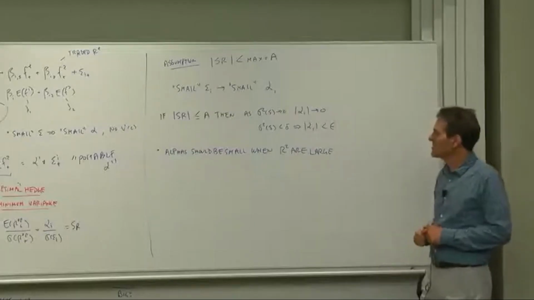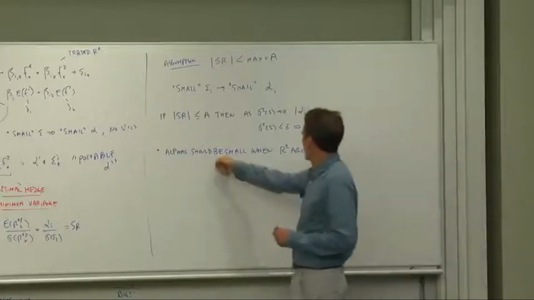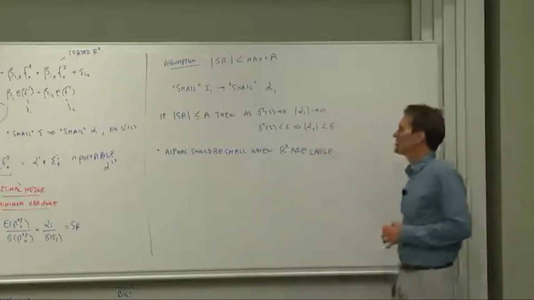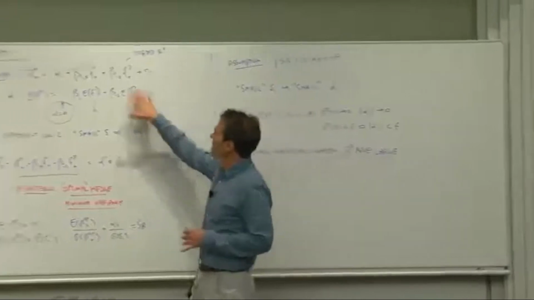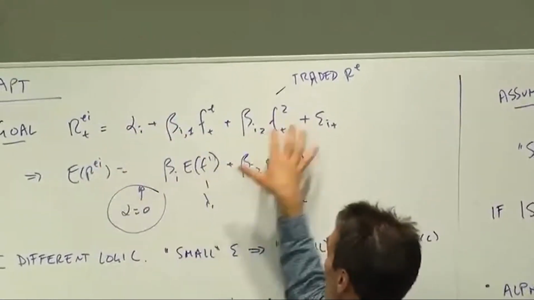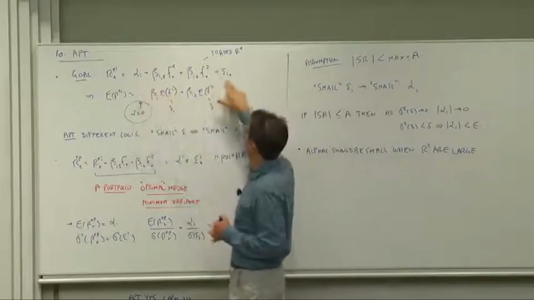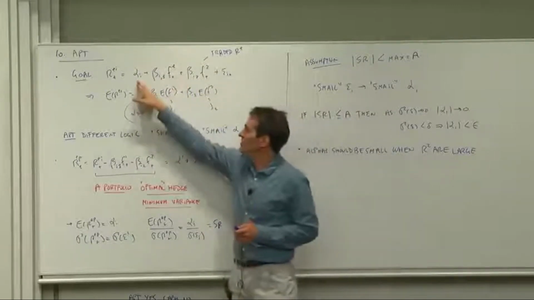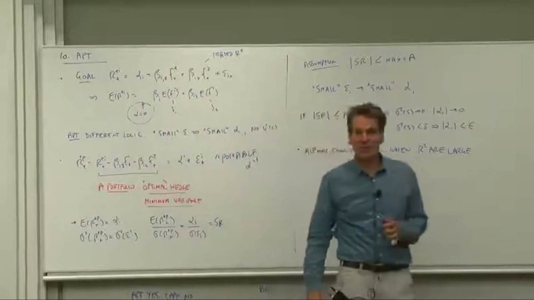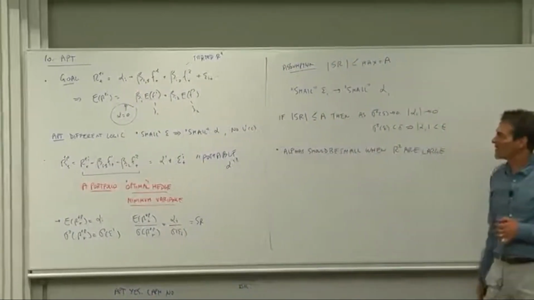So the prediction of the APT is that alphas should be small where the R squareds are large. If you can find factors that explain a lot of the return on your test assets, then in those cases the errors are small, the R squareds are large, and the alphas should be small numbers. A different way of getting to a factor pricing model.